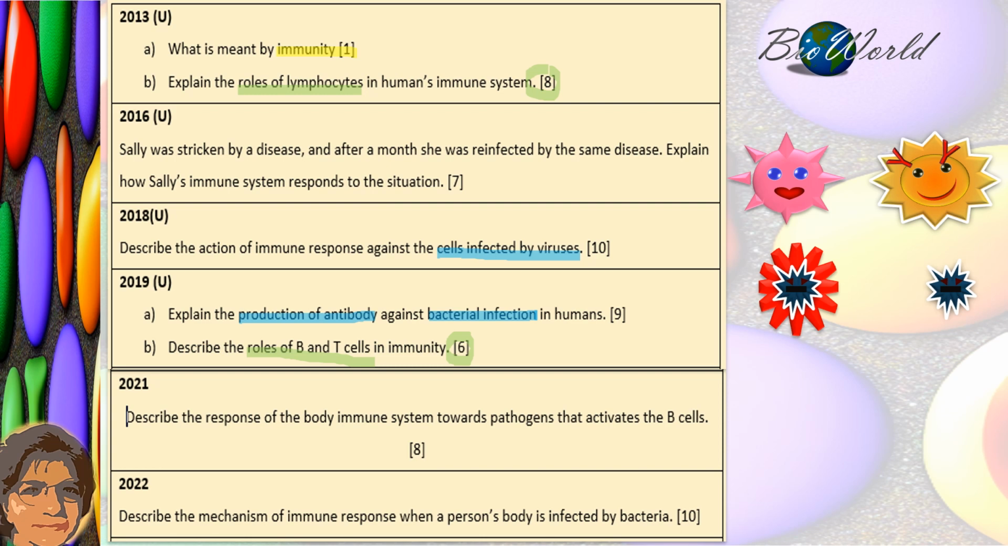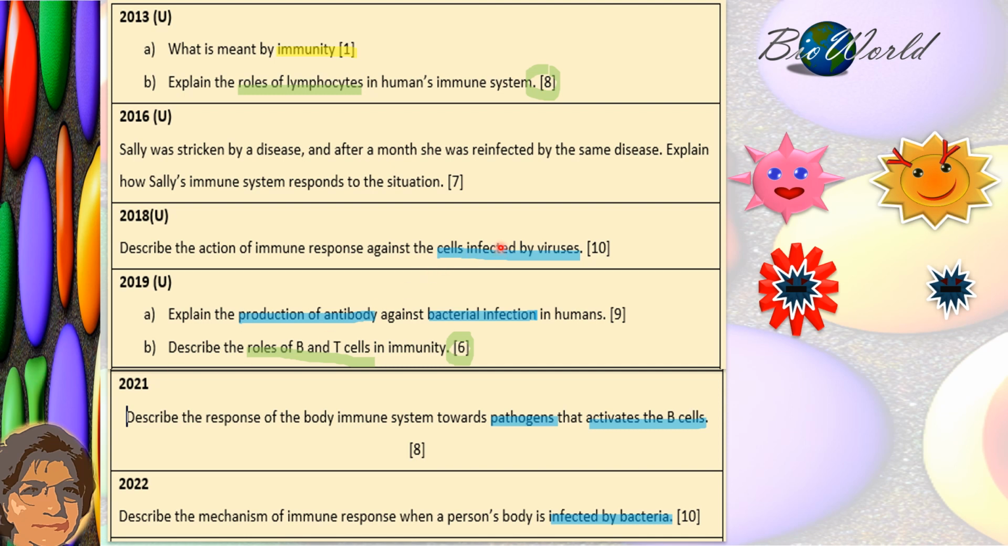They ask you to describe the response of the body immune system towards pathogens that activate the B cells. And last year, they ask you to describe mechanism of immune response when a person's body is infected by bacteria. Okay, so at first glance, when you look at the question, it seems as if they are repeating themselves.